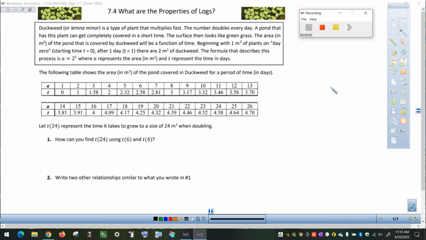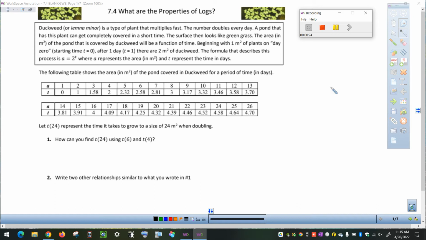All right, so the context we're going to be looking at today, we're actually revisiting this. So we saw this first last week on Friday, the very first day that we were introduced to a log function. It's the context of duckweed. So we talked about the duckweed plant grows on top of water. Imagine like a small kind of lily pad type growth. And true fact, this plant multiplies very fast. In fact, the number of it doubles every day. And so a pond that has that type of plant can get completely covered in a short time. Makes the surface look like green grass.